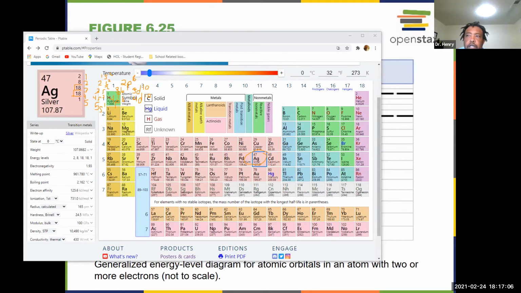Let me find one that's fine. Okay, so you'll see that gold is the same way, only it'll be 6s1. It'll fill these up and then this one will get filled. Okay, questions?